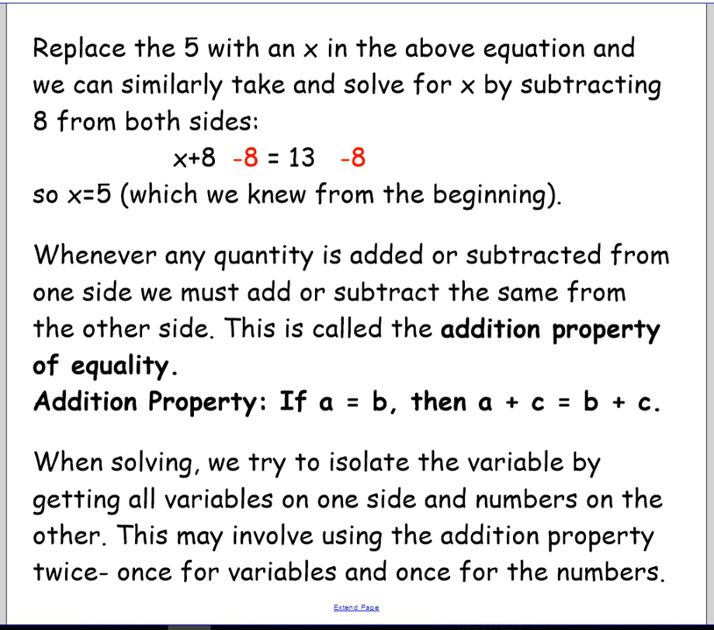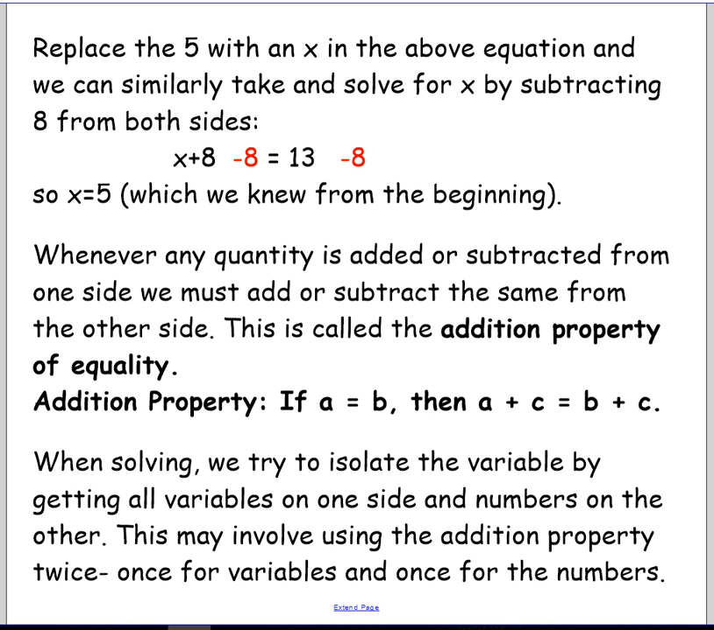If we replace the 5 with an x in the above equation, we can similarly solve for x by subtracting 8 from both sides. So if x plus 8 equals 13, and we subtract 8 from both sides, we would get x equals 5, which of course we knew from the beginning. Whenever a quantity is added or subtracted from one side, we must add or subtract the same from the other side. This is called the addition property of equality: if a equals b, then a plus c is equal to b plus c.